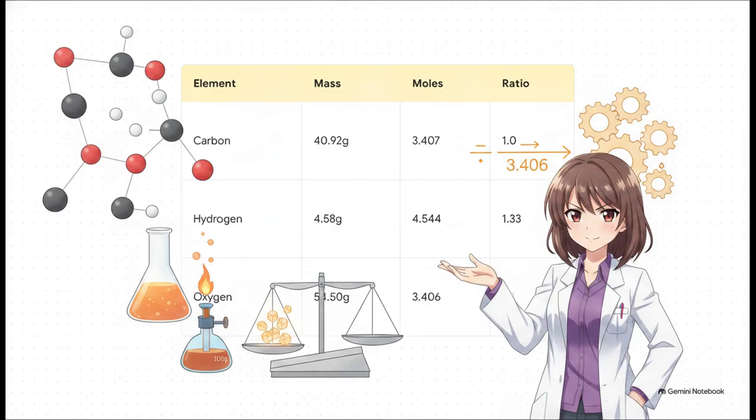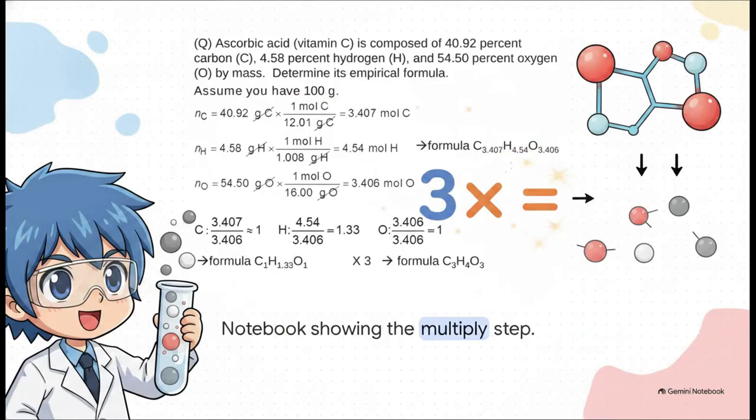Now we hit step 2, divide by small. The smallest mole value we have here is 3.406. When we divide them all by that number, we get a ratio of 1 carbon to 1 oxygen, but wait, 1.33 hydrogen? And that slightly annoying decimal brings us right to step 3.